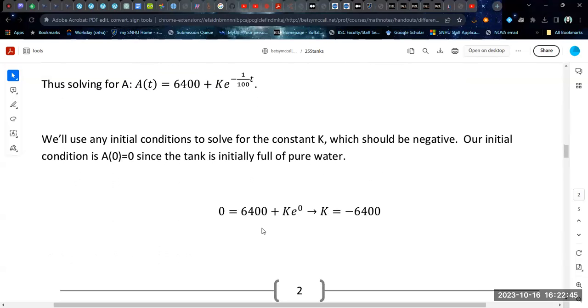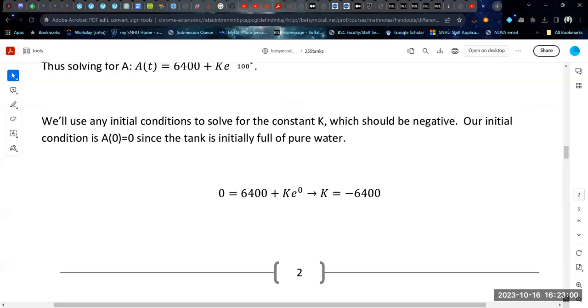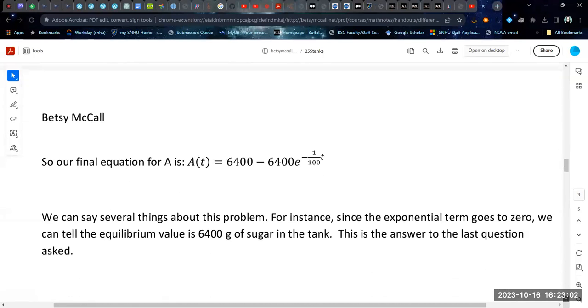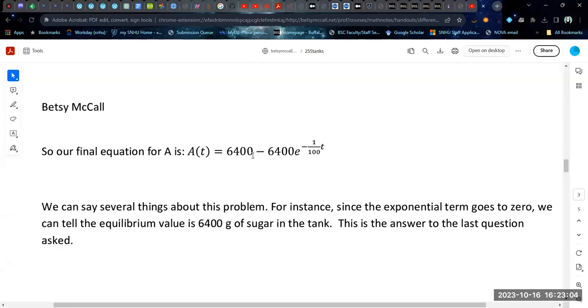So if we actually solve for K, we plug in our initial condition when the process starts at time equals 0. There is no sugar in the tank. Pure water is no sugar. And therefore, K is negative 6,400. And so we end up with this as our final equation.